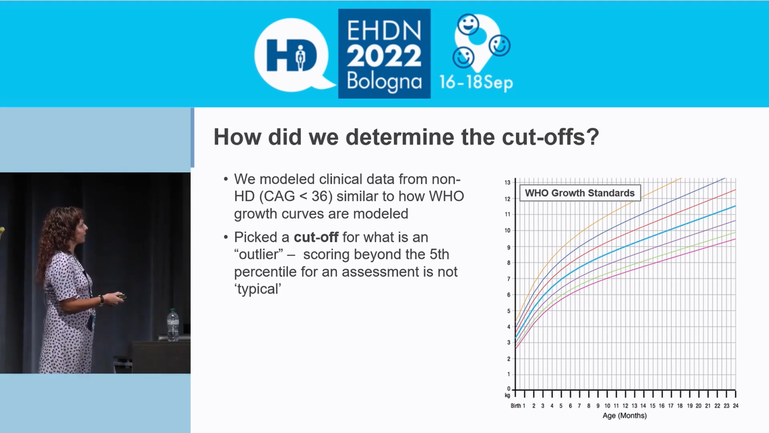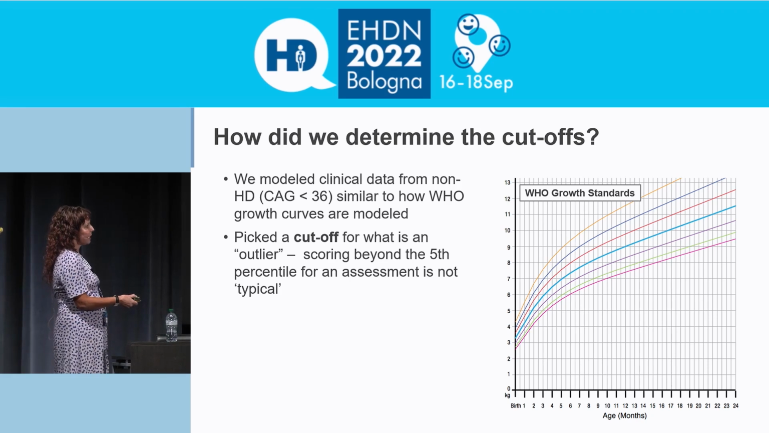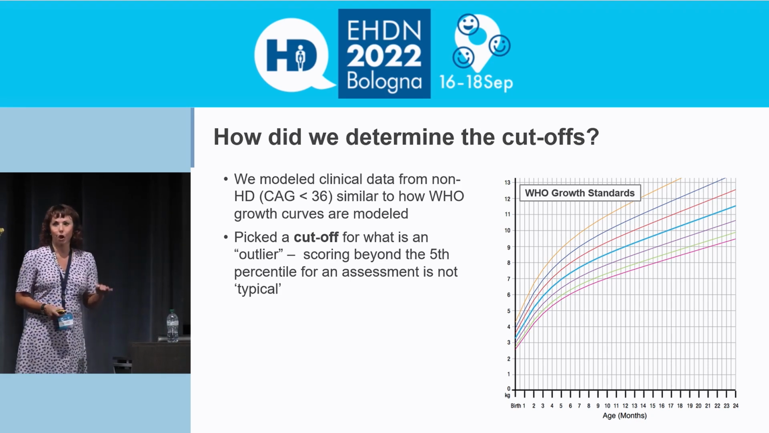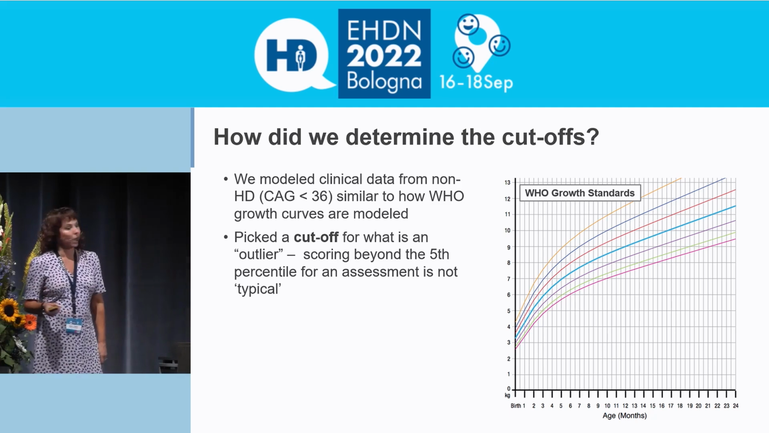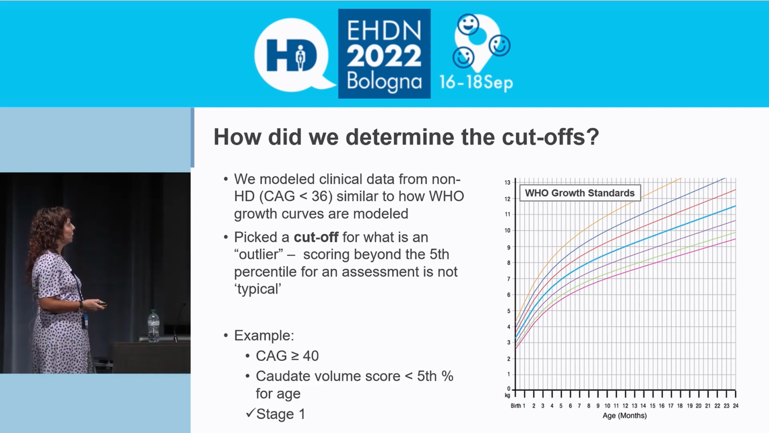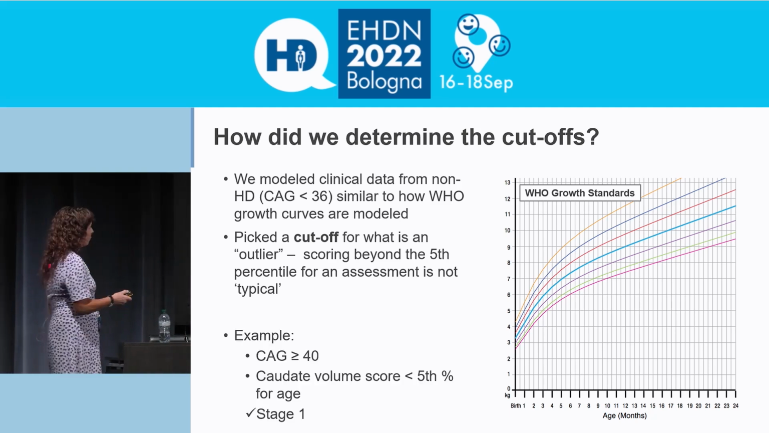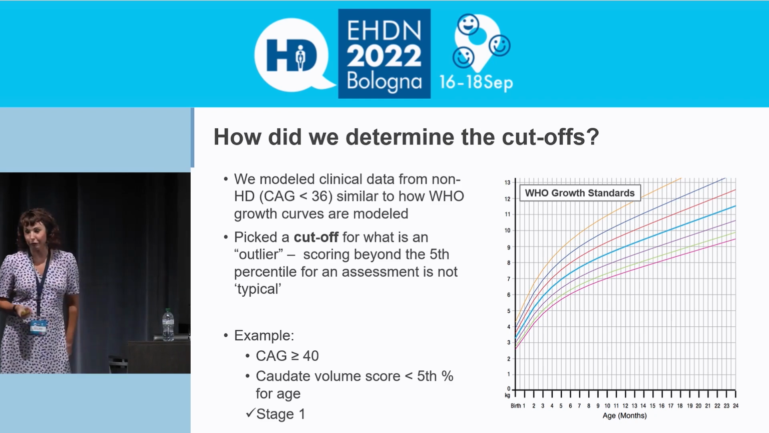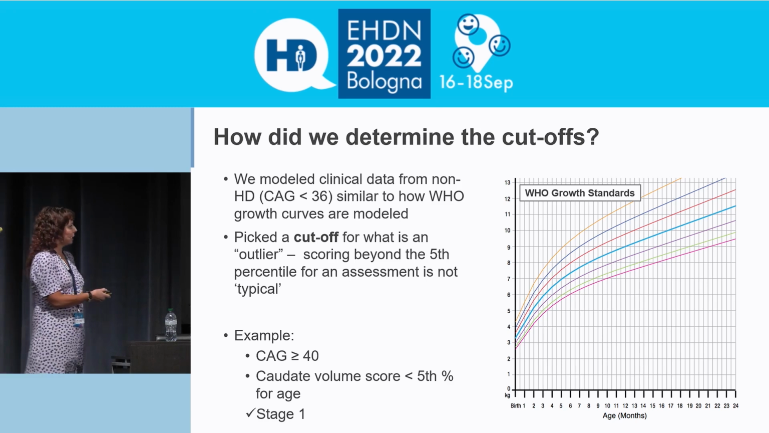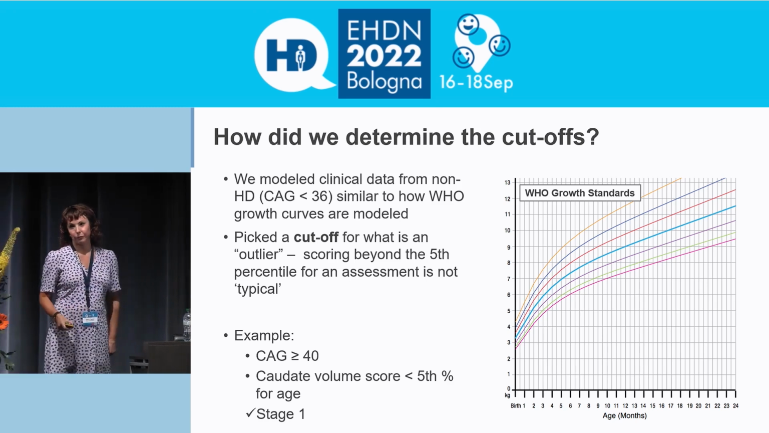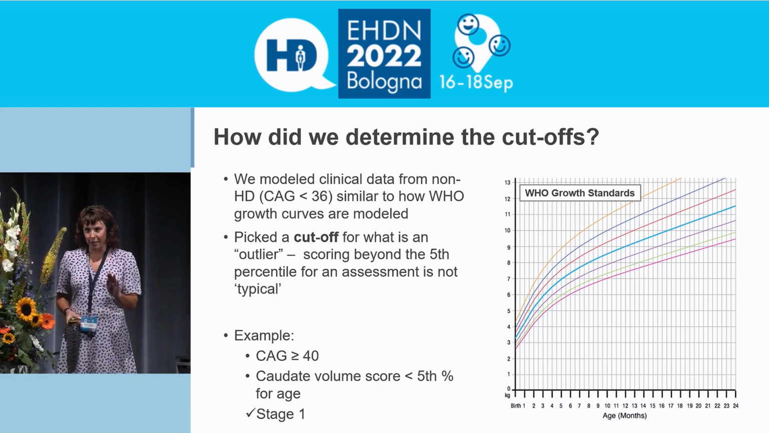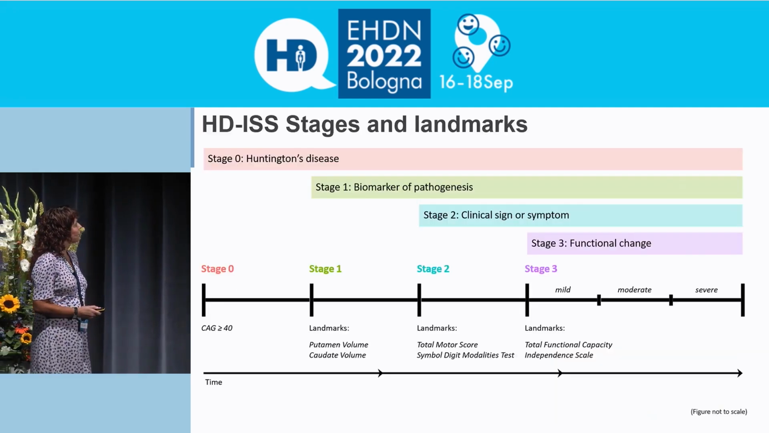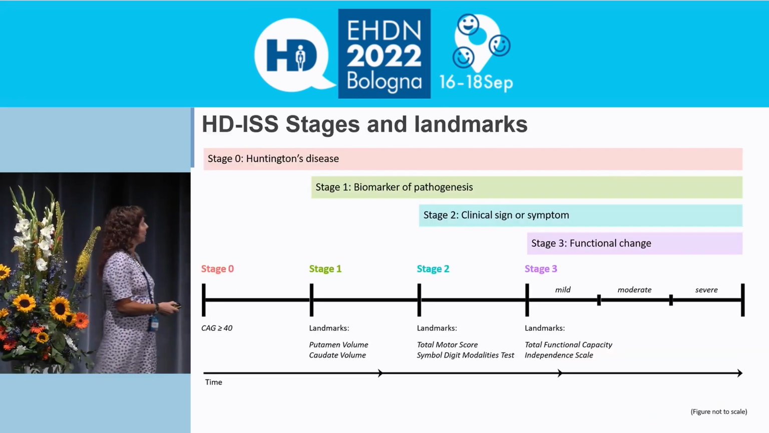So if, for example, your child is 10 months old and they're below the 5th percentile, then they are actually not gaining weight, and it's an outlier. So, an example: CAG 40, the caudate volume is below the 5th percentile for age, makes them stage 1. So it's a very objective way of measuring this. So this is it in a nutshell.